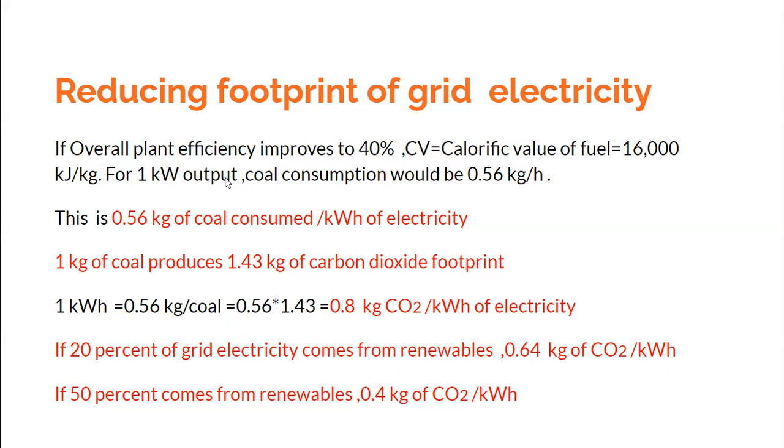Two things can be concluded. One is that by improving the efficiency of the fossil fuel power plants, the carbon footprint can be reduced. The second thing is that by switching to more and more renewables, by shifting the power from coal, from oil, from gas towards renewables, one can reduce the carbon footprint of grid electricity.